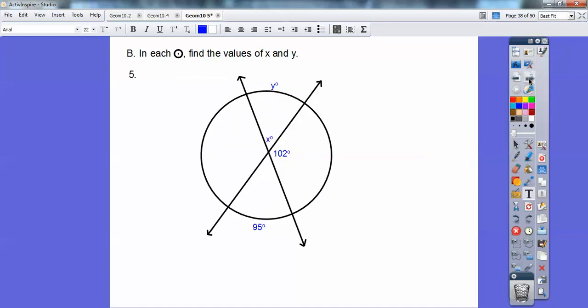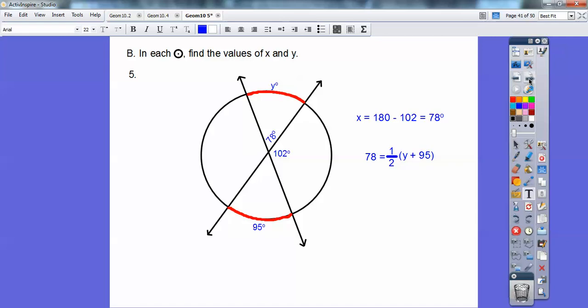Okay, here's another one. I got a circle, and I got these arcs right here. What I'm going to first do, I think, is get x with my straight line right there. My straight lines are 180, so 180 minus 102 will tell me x is 78. So I'm going to go ahead and put that 78 in there. Remember, I go fast in these videos. You can pause and rewind and all that stuff. I'm just trying to save time.